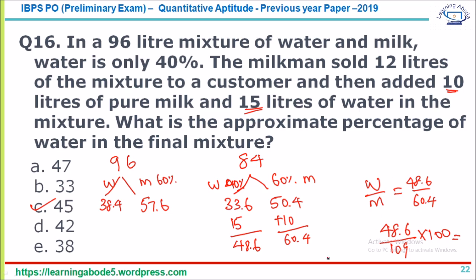So if you take it as 495 and 110, that will be exactly 45. I'm sorry, if it is 495, it's just approximate. I'm just approximating. Anyhow, 44 and 46 are not there in the options, so I'm just going for 45 as the approximate value. So question number 16.